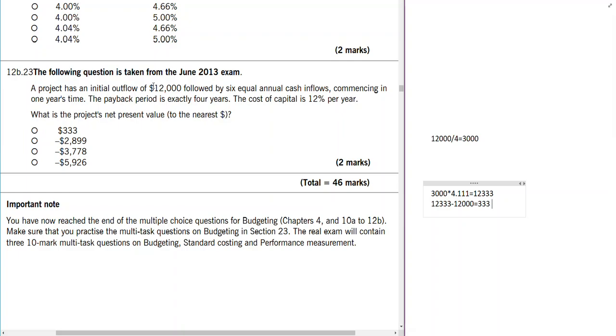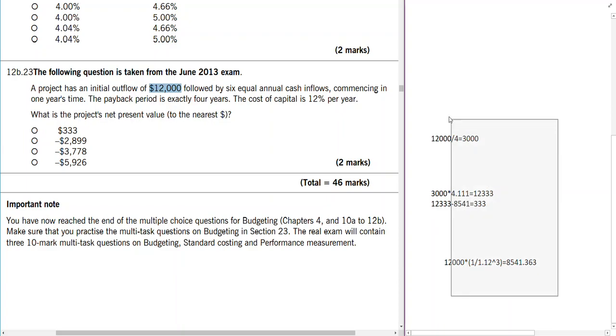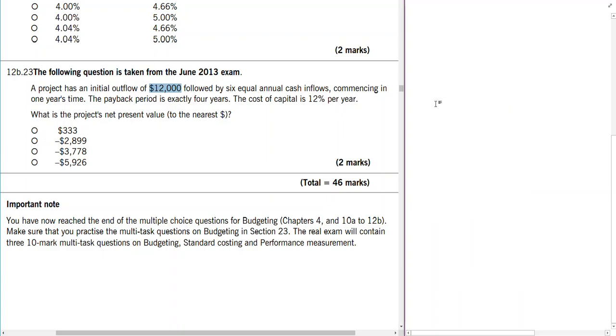Let's say this outflow was not invested in year 1, but in year 3. Then we would have taken this and converted it to present value. At 12%, it would have been 8,400. So then we would have subtracted this. Normally at F2 level, it will be at year 0, but it doesn't have to be the case. So always focus on that. So this completes investment appraisal in F2.